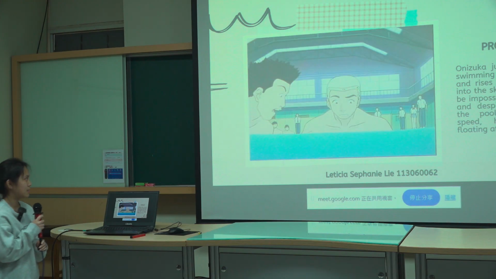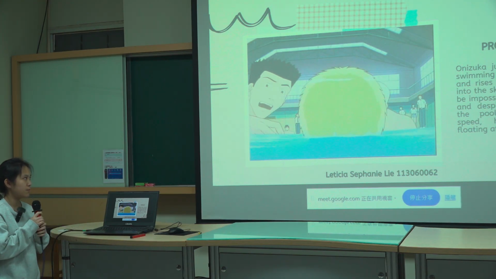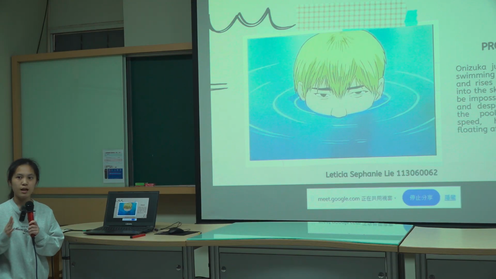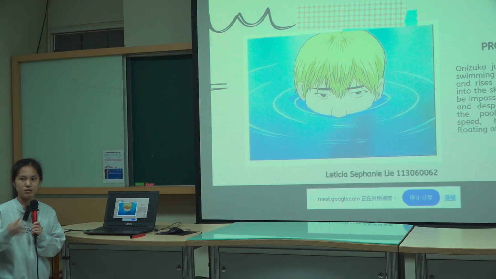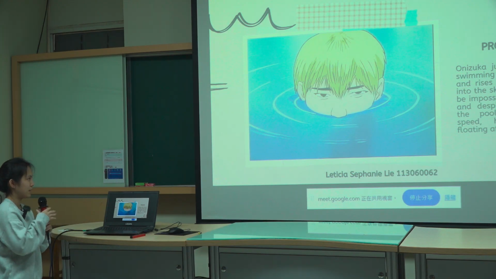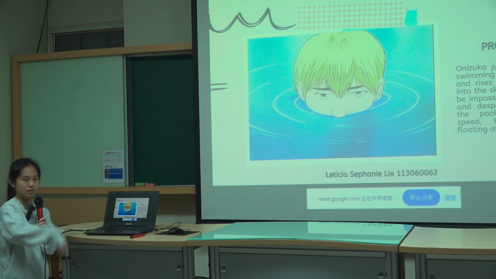Okay, so in this scene, Onizuka is seen jumping from the swimming pool rooftop, and he jumps extremely high into the sky. And I think that it's very impossible for someone to do that in real life. And despite falling into the pool at extreme speed, he is shown floating for some 3 seconds before finally sinking into the water.